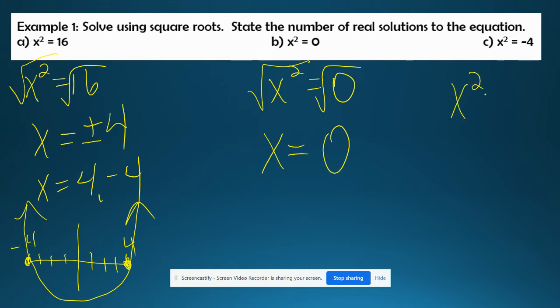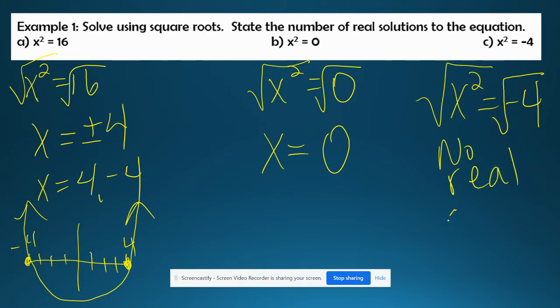And then for this last one, again, the x squared is alone. The only thing we have to do is get rid of the square. The opposite of a square is a square root. And square root of negative 4, we can't do. So this has no real solution with the negative underneath the radical.